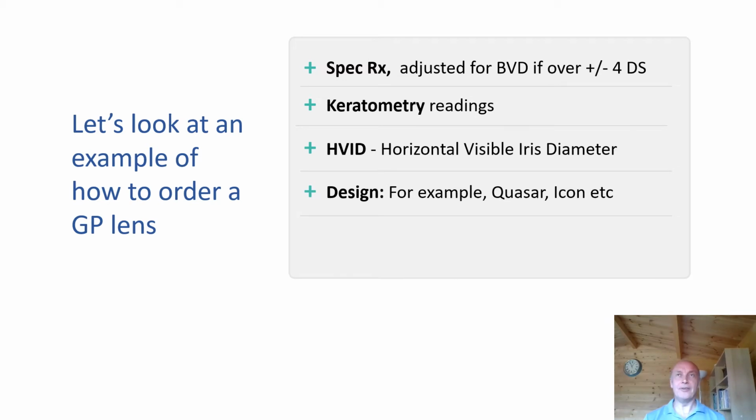And we also need to think about what type of design we want, whether we want to use a Quasar, aspheric, an Icon, spherical multicurve, etc. And finally, what material we want the lenses made out of. So Optimum Extra or Boston XO or ML92 material. All of these will have their own different set of properties, which we should consider when thinking about a gas permeable lens.